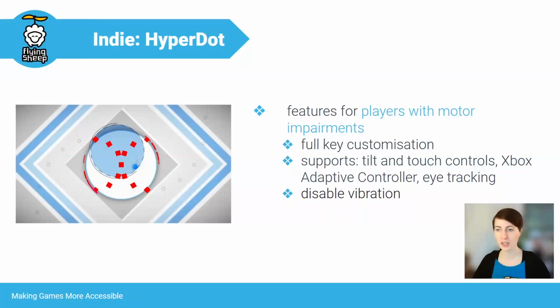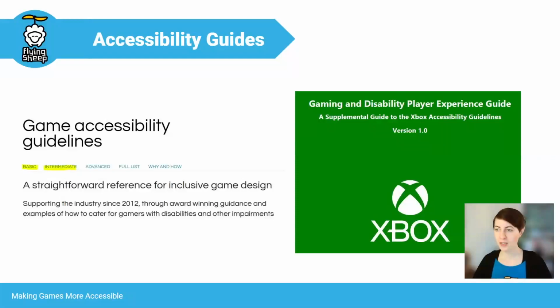So now I'd like to introduce you to these guides quickly. I picked two guides which, in my opinion, are particularly helpful. And that's first the Game Accessibility Guidelines, which is an online guide that is split into 3 categories for basic, intermediate, and advanced accessibility options. Now, for teams and studios with limited resources, of course, the first 2 categories are the best picks.